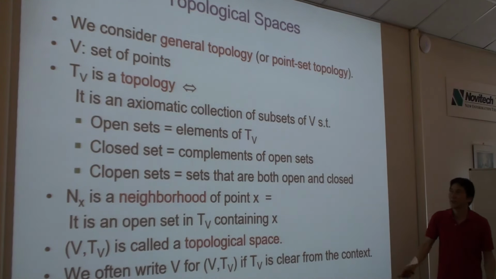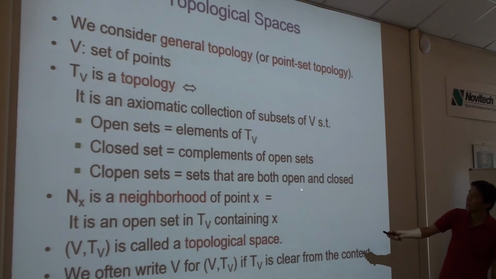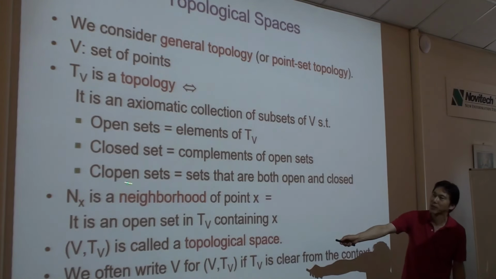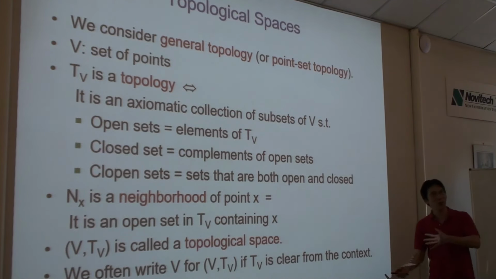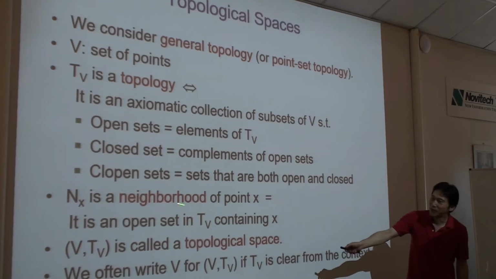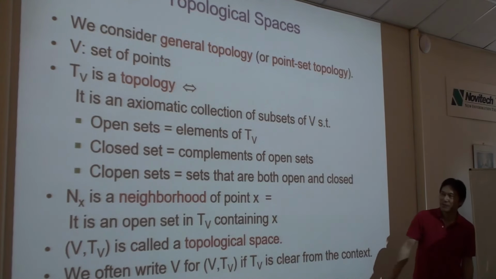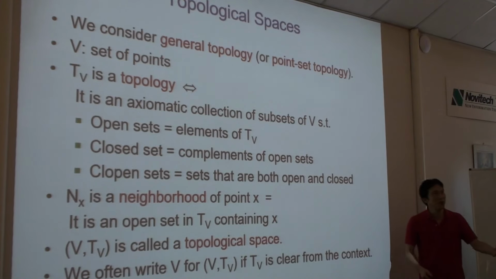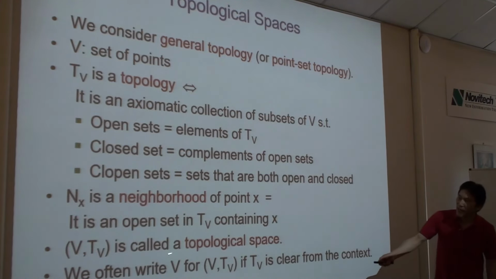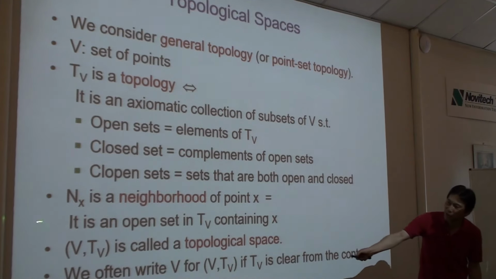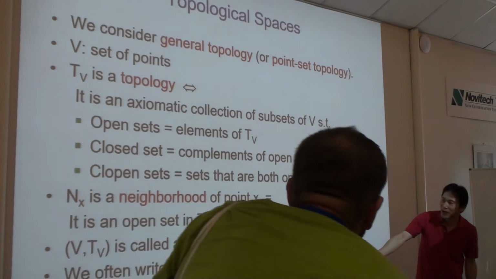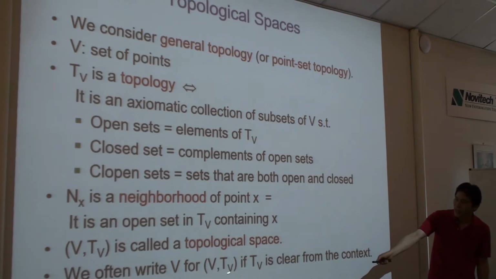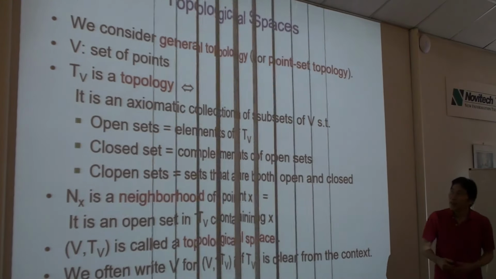There are sets that are both open and closed. Those sets are called clopen sets, a shorthand for open and closed. The neighborhood is another term for an open set, so I use neighborhood and open set interchangeably. The topological space is basically the point set and this topology. But sometimes I simply write V instead of the pair V and T sub V.